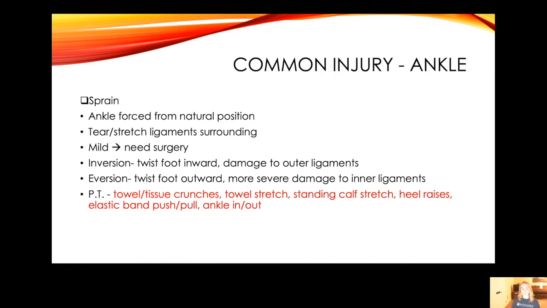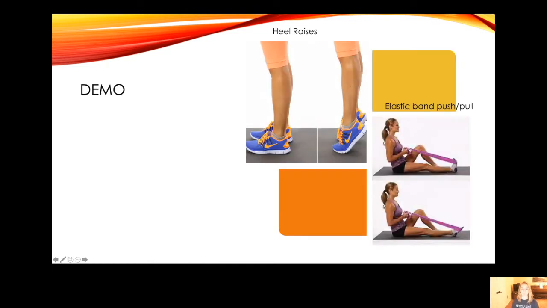Some physical therapy things that you can do for the ankle to build back the strength are tissue or towel crunches, heel raises, and elastic band pushes and pulls. The top left photo here shows heel raises, which can be performed as a single leg action or with both, as shown here. The bottom right photo shows the elastic band push and pull.